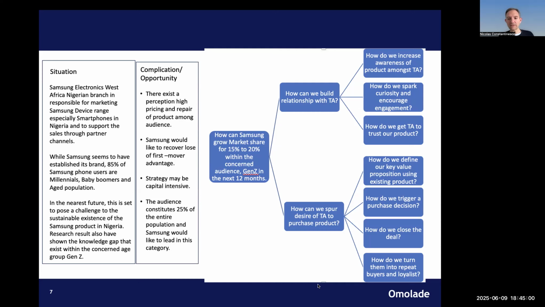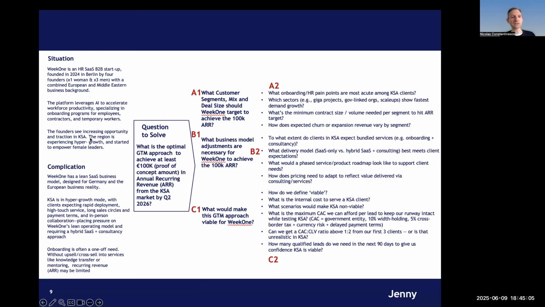Okay. Then let's go through the second one. So again, same thing. Read the question first. If you need context, read the situation and complication, then read level 1, then scan level 2, and let me know when you're done.